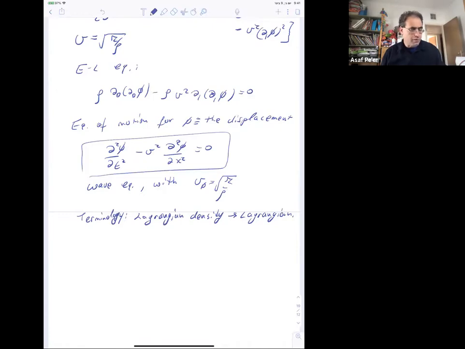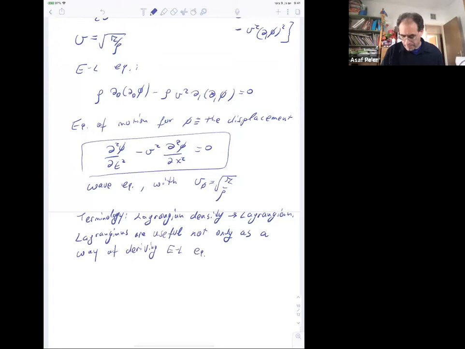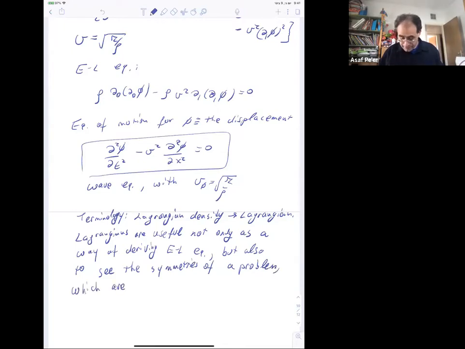And of course, we need the Lagrangians to derive the Feynman rules, right? Lagrangians are useful not only as a way of deriving the Euler Lagrange equation, but also to see the symmetries of the problem, which are of extreme importance.